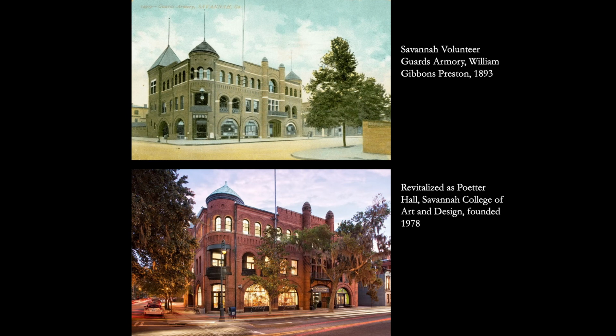A great example is the Savannah Volunteers Armory, designed in 1893 by William Gibbons Preston, a Boston architect who designed many other great buildings in the city. It's this Romanesque pile that functioned for a military group, that's used really more as a social hall.